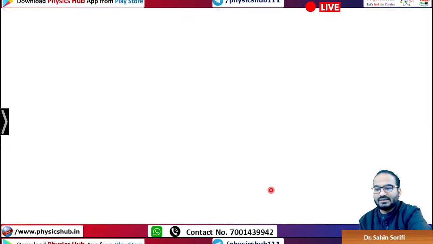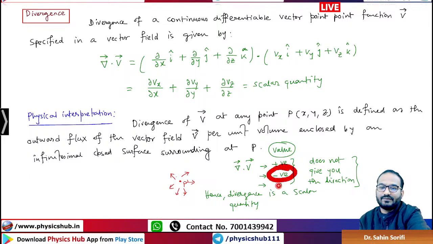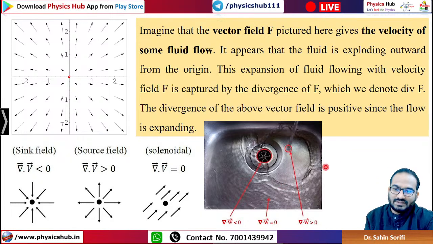So I gave you three cases in the last slide: it may be positive, it may be negative, or it may be 0. Based on this, it has got three names. When divergence is less than 0, it means the flux is coming towards a particular point. That you have to keep in mind. When the divergence is negative, it means the flux is incoming flux, that is called sink field. And when it is positive, it means the flux is going outward like this. This is called source field. And when the flux is neither expanding nor compressing, that case is called solenoidal.